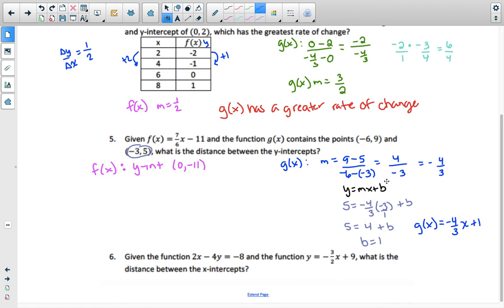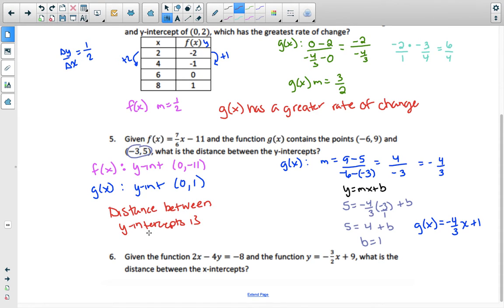This is actually g of x. So our g of x y-intercept, the constant was 1, so that would be 0, 1. The distance between -11 to 1, so it's from -11 to 0, is 11 spaces, and then one more space will be 12 spaces. So the distance between the y-intercepts is 12 units.